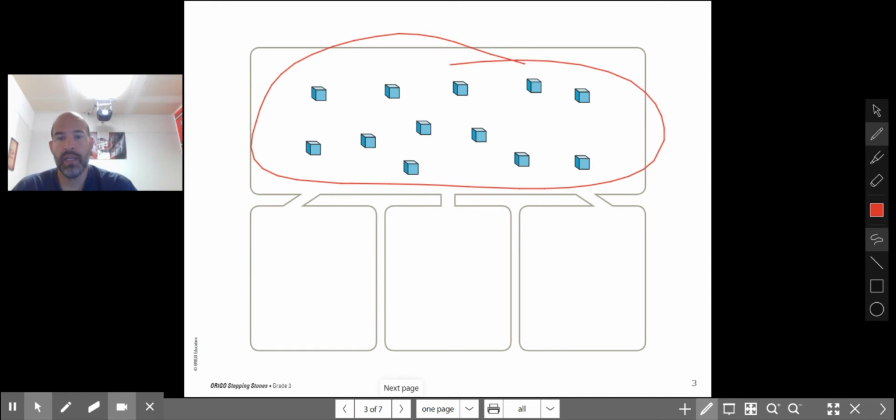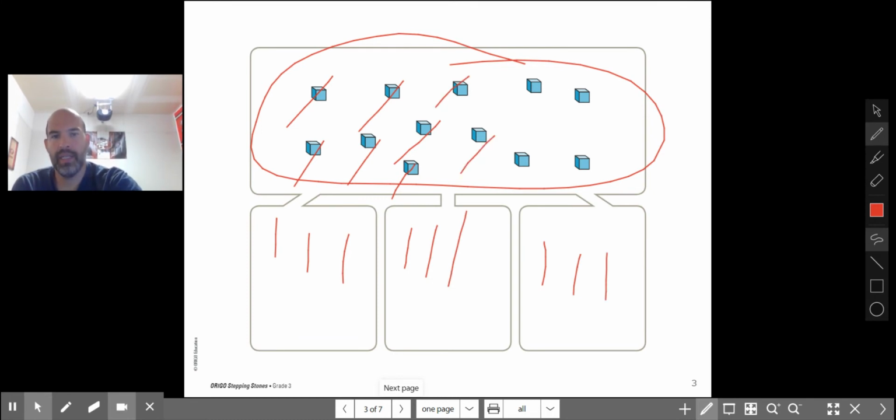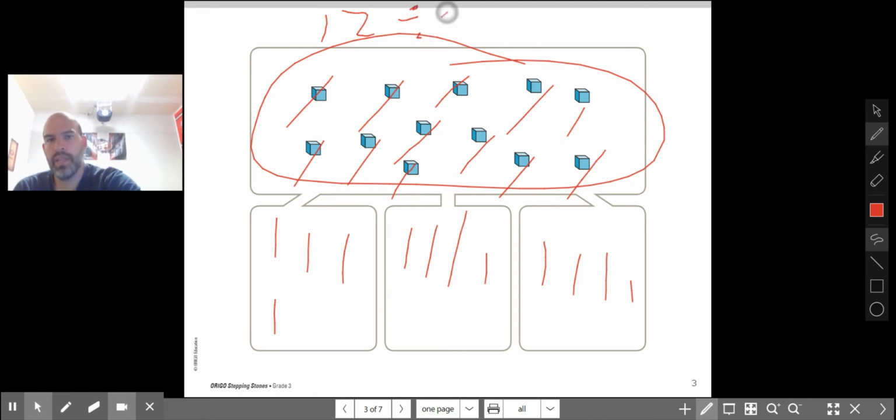12 in all. Okay, so sharing those equally, 1, 2, 3, 4, 5, 6, 7, 8, 9, 10, 11. Okay, and 12. Okay, so there it is, guys, 4 in each group. Again, that equation is 12 divided by 3 equals 4 in each group.